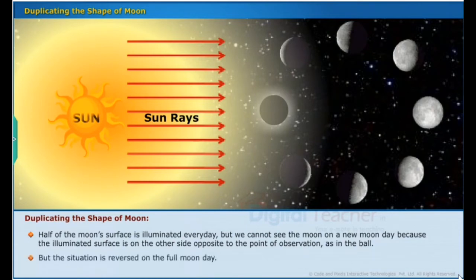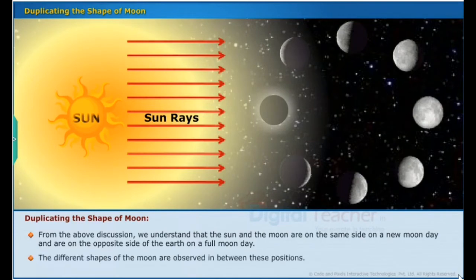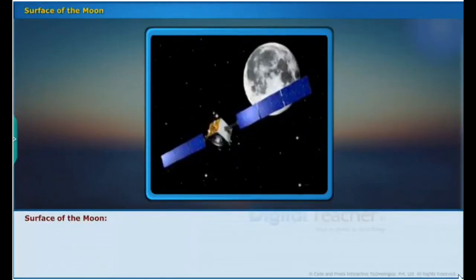But the situation is reversed on the full moon day. From the above discussion, we understand that the sun and the moon are on the same side on a new moon day and are on opposite sides of the earth on a full moon day. The different shapes of the moon are observed in between these positions. Similarly, the different moon shapes are understood by observing the illumination on the ball at different positions.